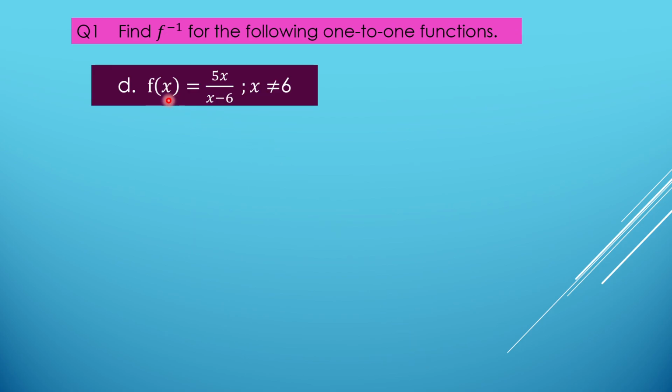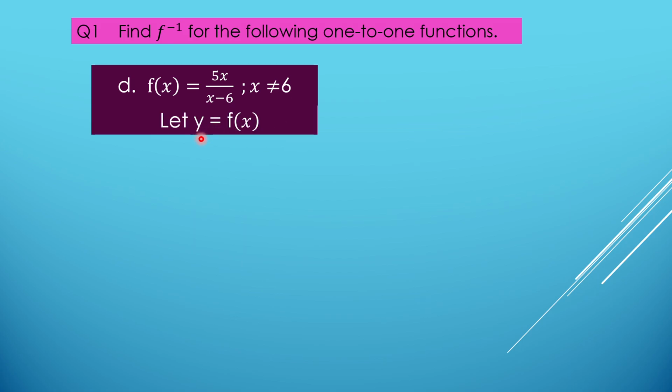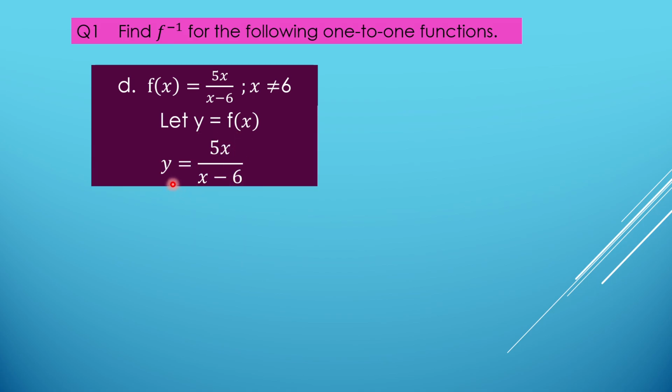Question D. f(x) equals 5x over x minus 6. Therefore, the remark here, x not equals to 6. You should know why x not equals to 6. Now, in order to find the inverse, let y equal f(x). Change the f(x) as y. Therefore, you have y equals 5x over x minus 6.